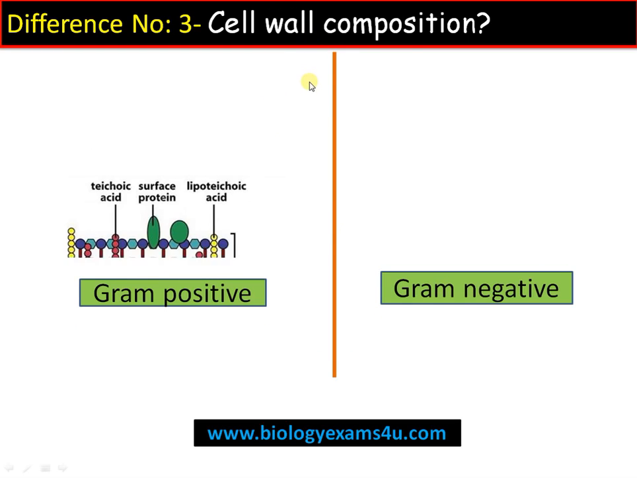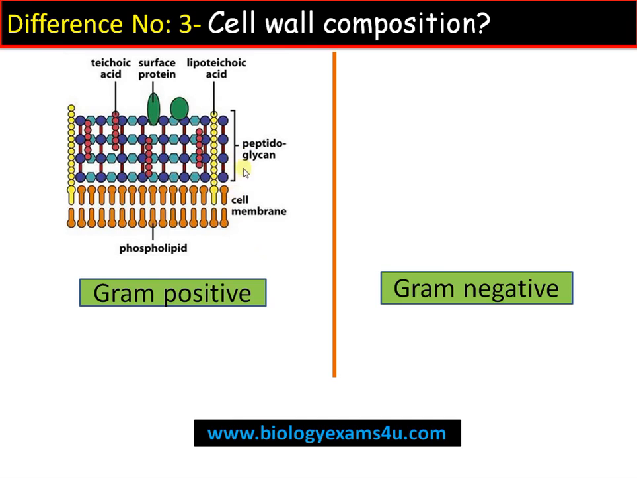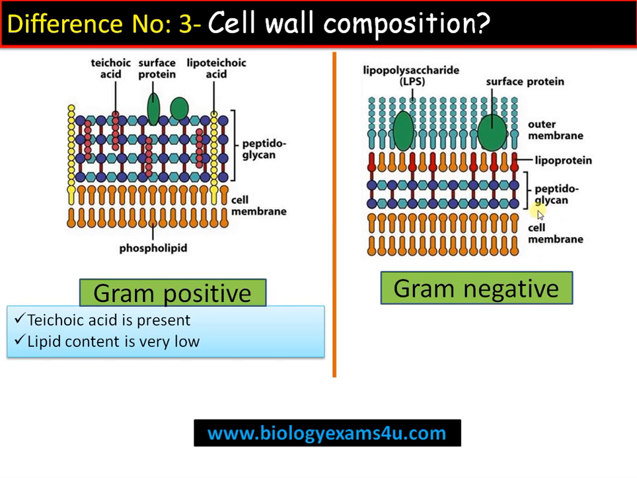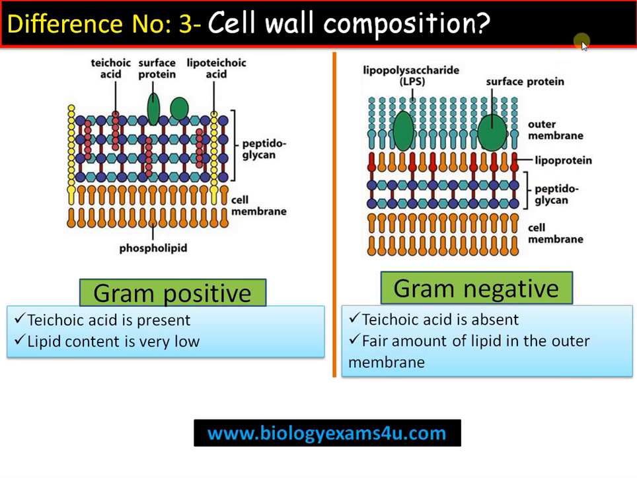Regarding the cell wall composition, in gram-positive bacteria, the peptidoglycan wall is very thick and teichoic acid is present. Whereas in gram-negative bacteria, the peptidoglycan wall is very thin. There is an outer membrane which is made up of lipopolysaccharides and proteins. So lipid content is high in gram-negative bacteria and teichoic acid is absent.